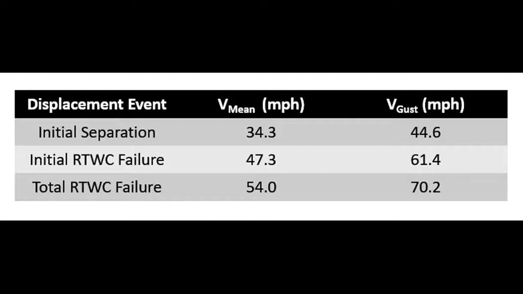It's important to note here that the relatively small difference in velocity between where one and all roof-to-wall connections fail is due to, as previously mentioned, the loss of one roof-to-wall connection overloading adjacent roof-to-wall connections, which precipitates a progressive failure.